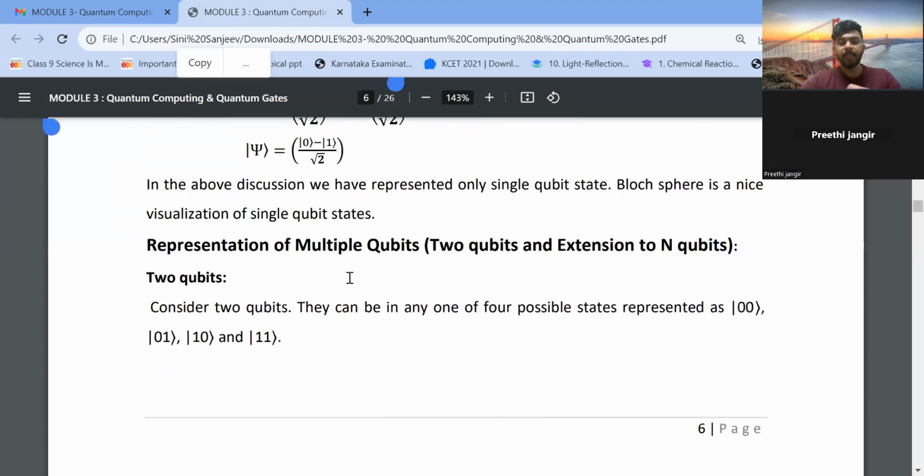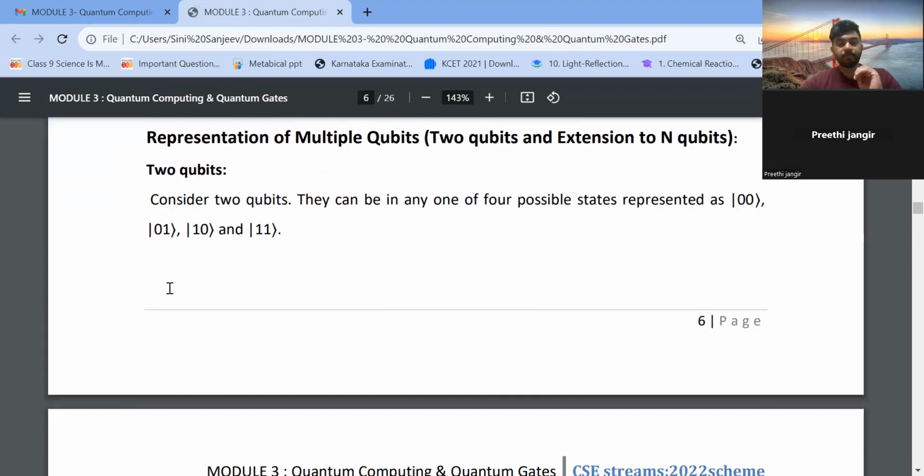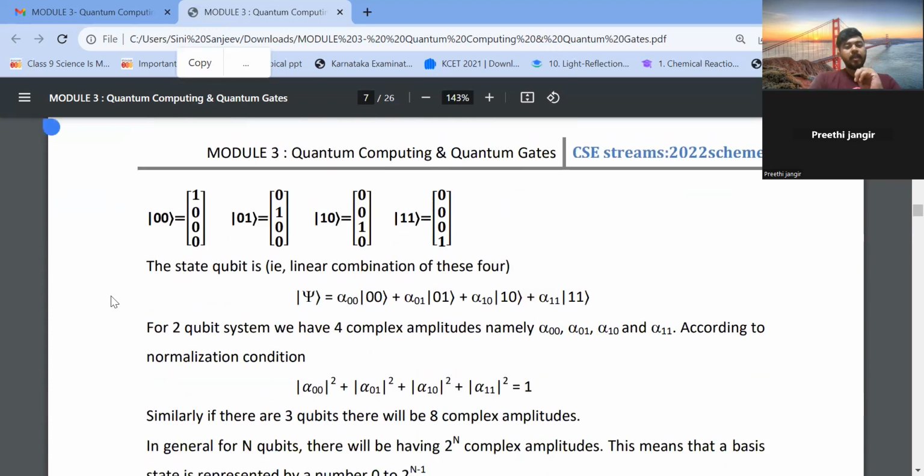So this is nothing but a single qubit state. Now for multiple qubit states, in the sense that there are two qubit values, 0 0, 0 1, 1 0 and 1 1 respectively. The first one will be 1 followed by three 0s, then 0 followed by 1 and two 0 values. Just shift the place of the 1. That's the only way you can remember.